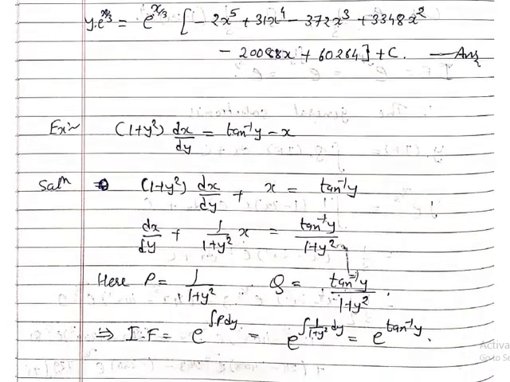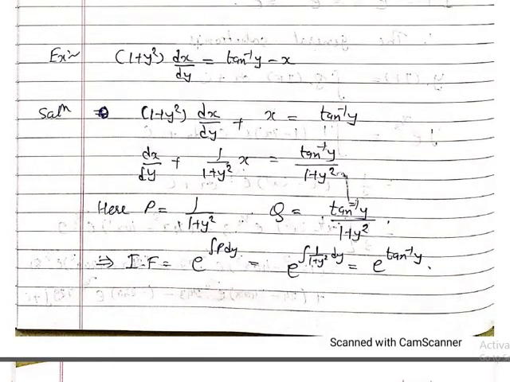Now another example: 1 plus y square into dx by dy is equal to tan inverse y minus x. Now instead of dy by dx, this equation is in the form of dx by dy. So we are going to write this in the form of dx by dy plus 1 upon 1 plus y square x is equal to tan inverse y upon 1 plus y square. So here p is equal to 1 upon 1 plus y square and q is equal to tan inverse y upon 1 plus y square.